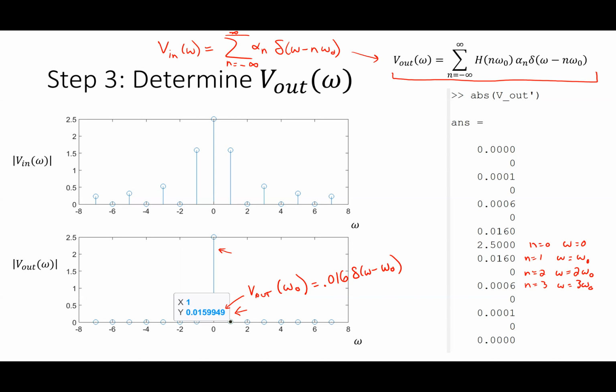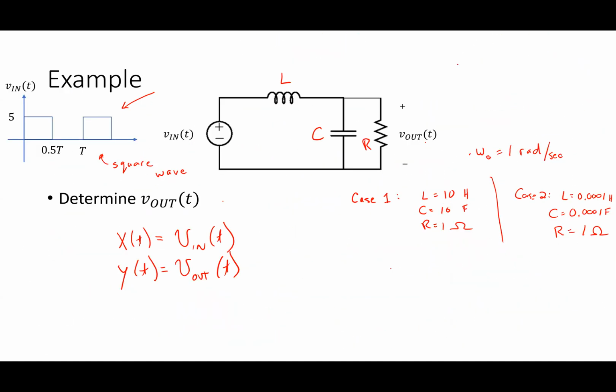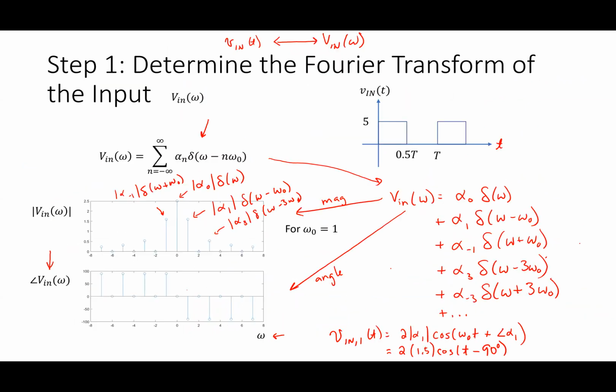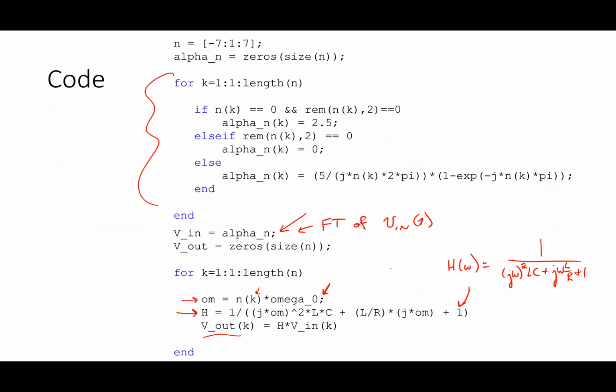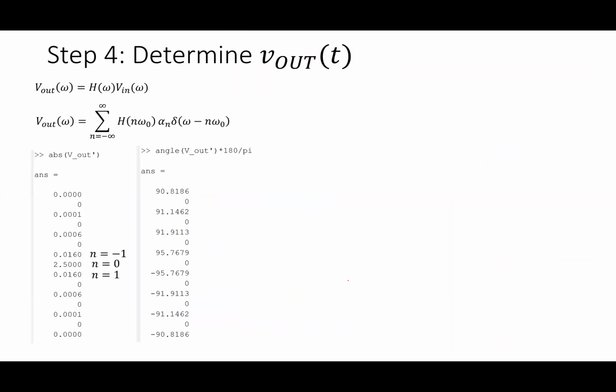So if I think about this, I had a square wave which was 0 to 5 volts. And now what I'm saying is this value here is 0.016 volts. So the amplitude of whatever I have in the output at omega naught is going to be much, much smaller than whatever I had in the input. Okay, so let's think about what V out is going to look like.